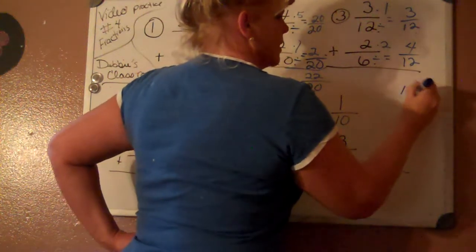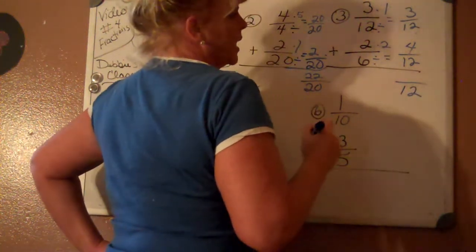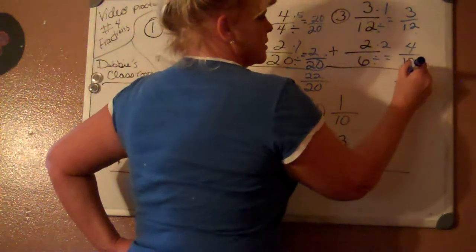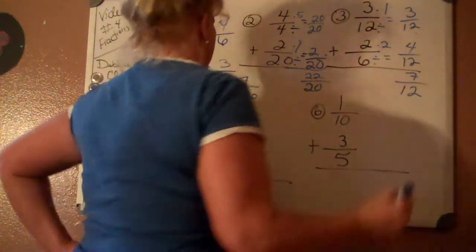Bring down the common denominator, and then all we have to do is add. That's going to be 7. I had to think a minute. That was sad, wasn't it?